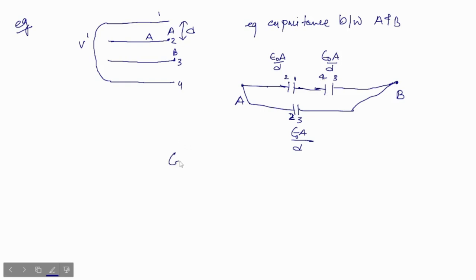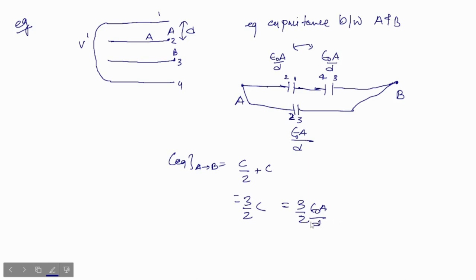So the equivalent capacitance between A and B will be C by 2 plus C. Why C by 2? Because these two will combine to form an equivalent capacitance C by 2. So this will be 3 by 2 C, and your C value is epsilon naught A by d. So this will be your equivalent capacitance.